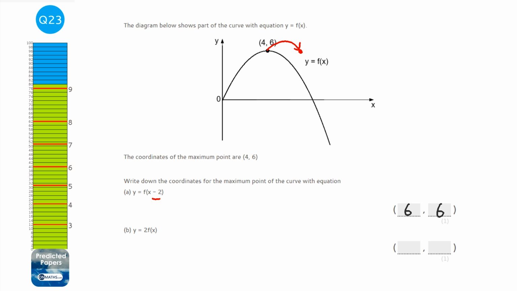Anything outside the bracket will mainly affect the y, so that 2 there for question B will be affecting the y. It will basically stretch it out so that the y coordinate will double. The intercept will actually stay at the same points. So we've got the x coordinate's the same because that hasn't been transformed, but the new y coordinate is going to be 12 instead of 6.